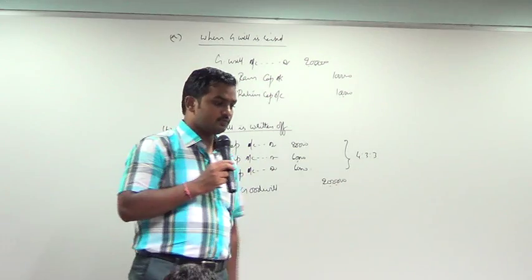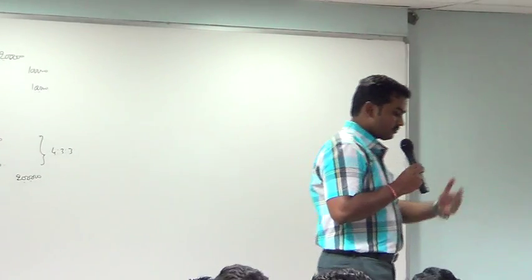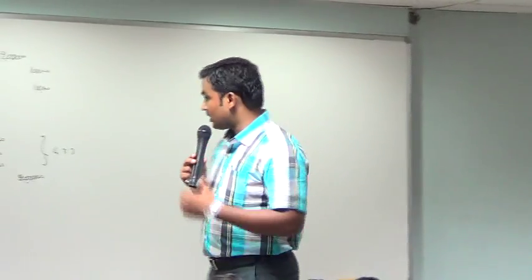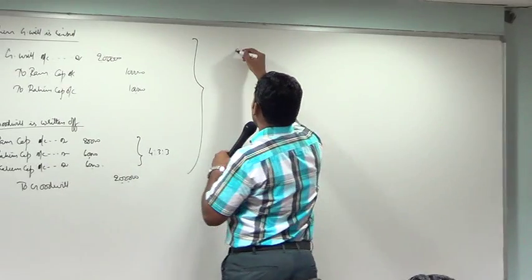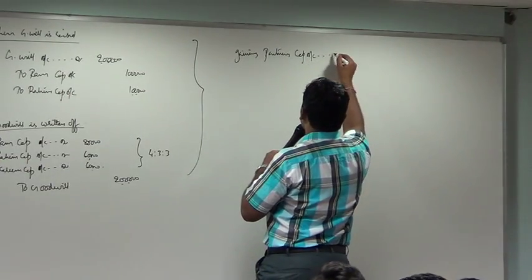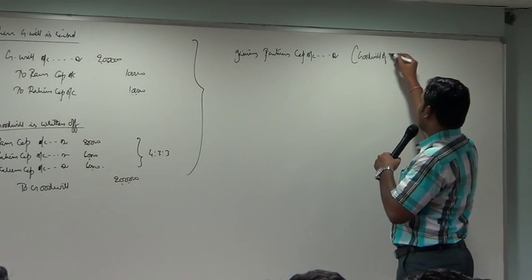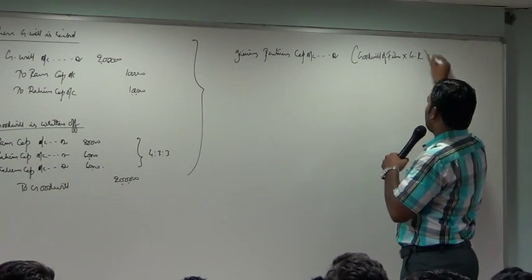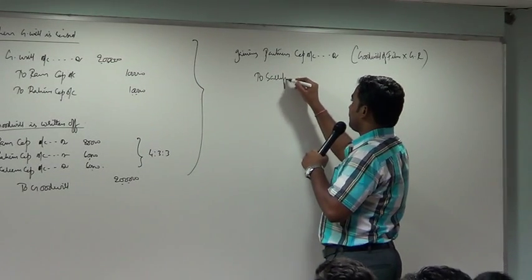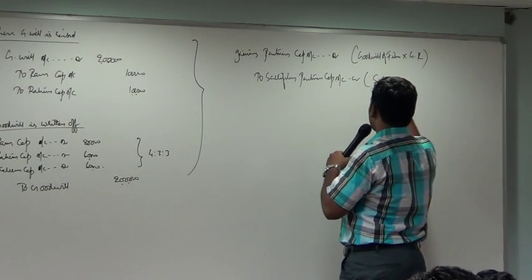Before that, I will give you the formula. Write down. How do you write the entry in such a situation? When a question is asked like this, how to deal with it? Write down. Gaining partner's capital account debit. How much amount should be debited? Look at the board. Goodwill of firm into gaining ratio of the partner. Then, two, sacrificing partner's capital account credit in sacrificing ratio.